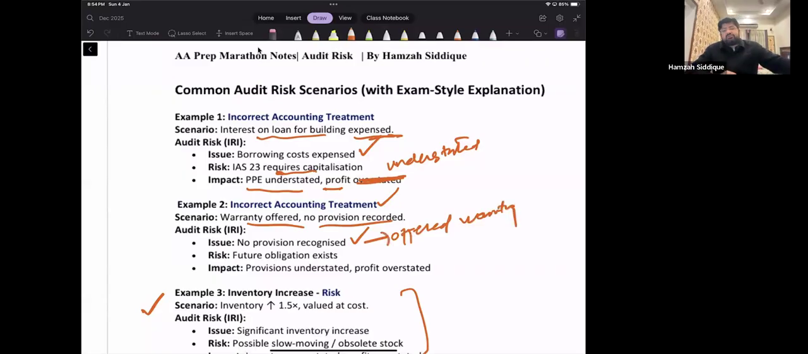We will tell the details of warranty in one line. So the company has to compensate the customers. The risk is that they have to pay this amount, but it is not recognized. They have to spend this amount against the sales. So provision needs to be recorded, which is not, so hence provision is understated and profits overstated.